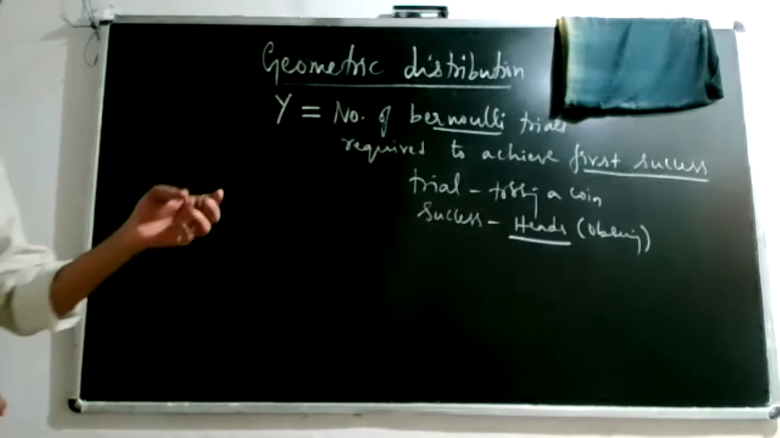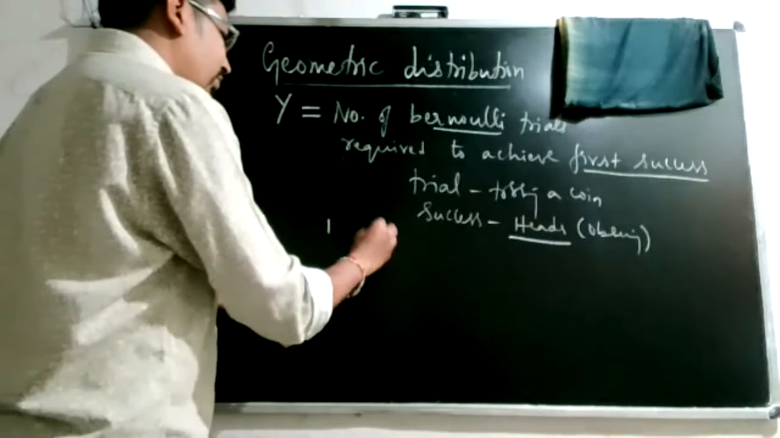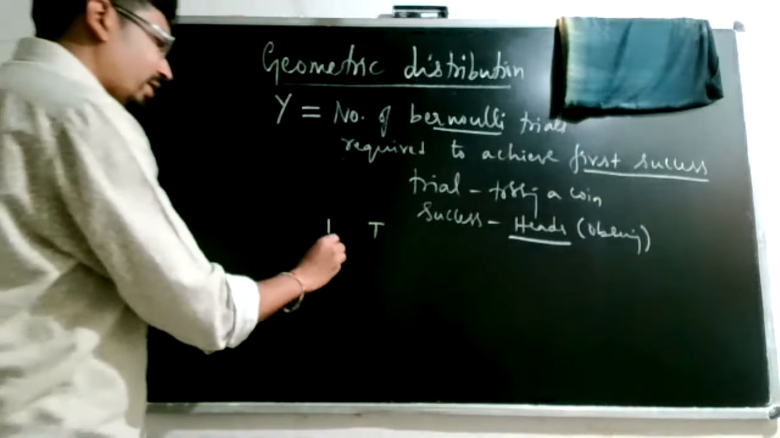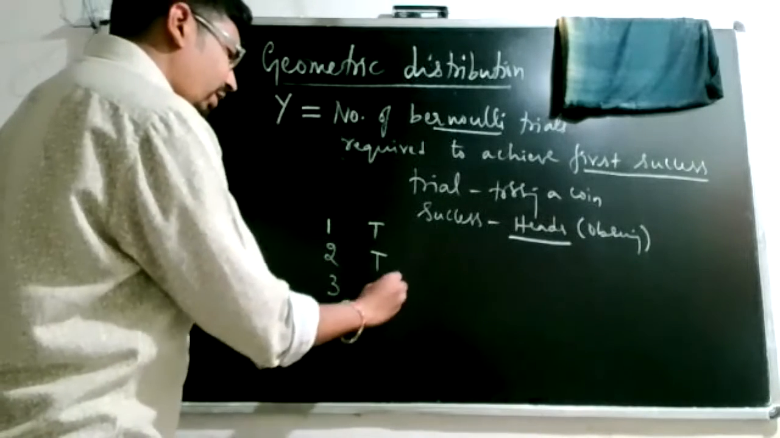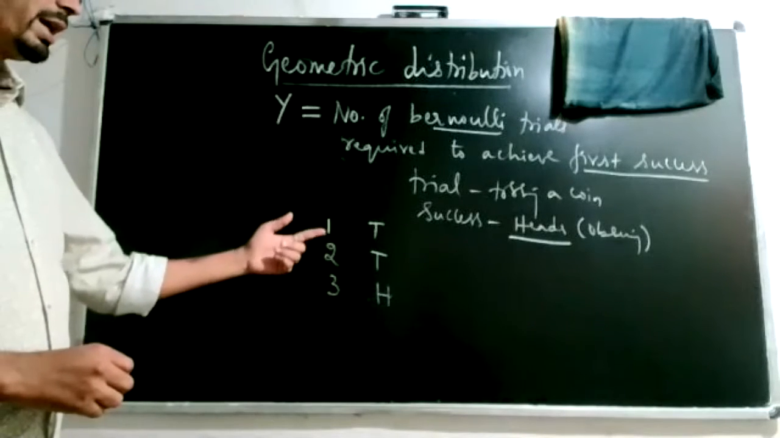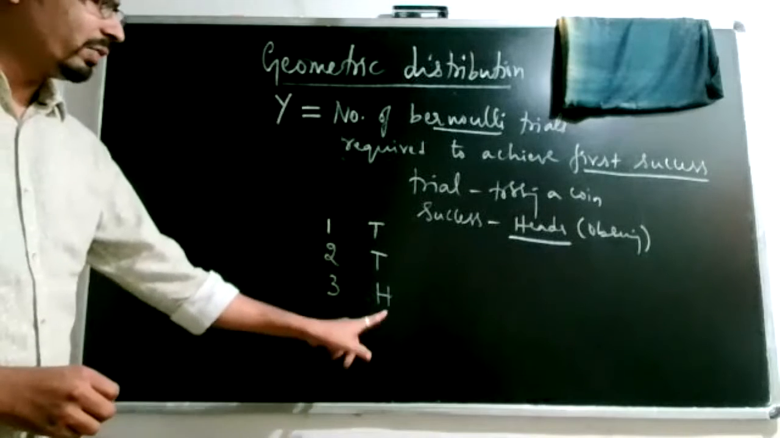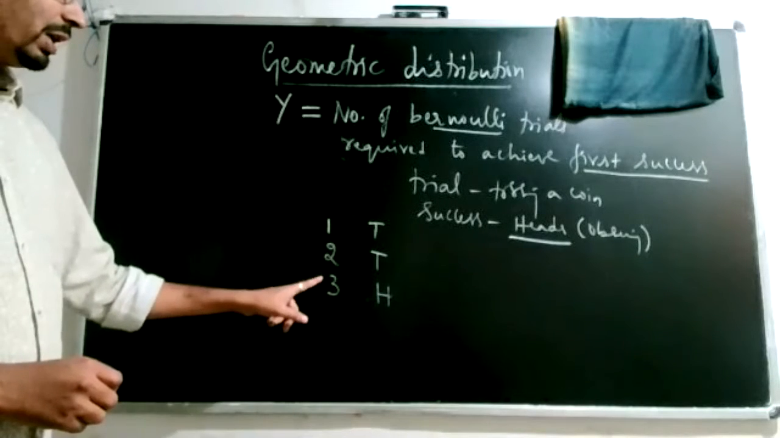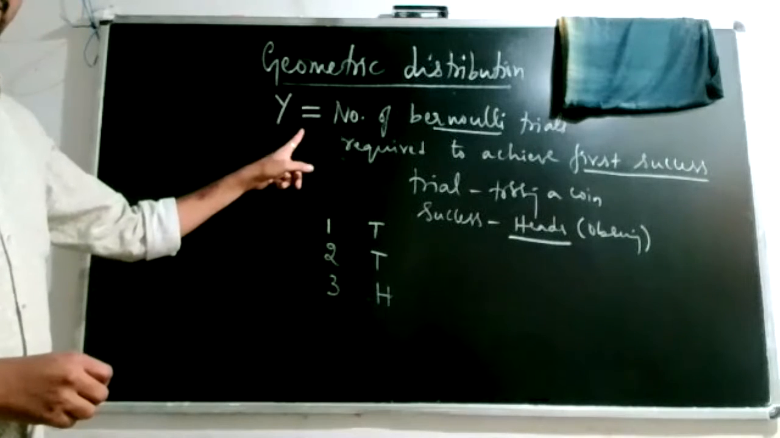You will toss the coin once, you got the tail. So the first trial led to tail. You will toss the coin again, second trial, again you got tail, third trial you got head. So you required three trials to achieve the first success, and we're not worried about what happens next. So 1, 2, 3 is the possible range, or the support, for the variable y.